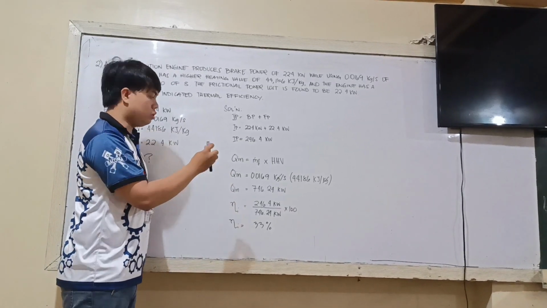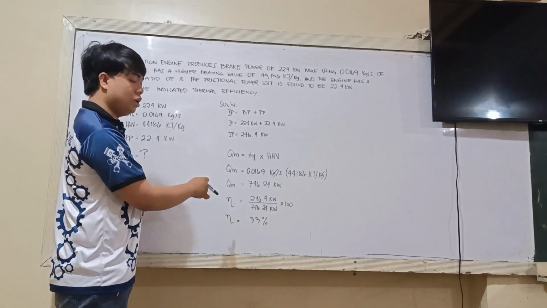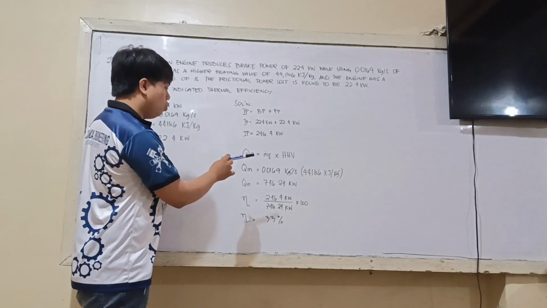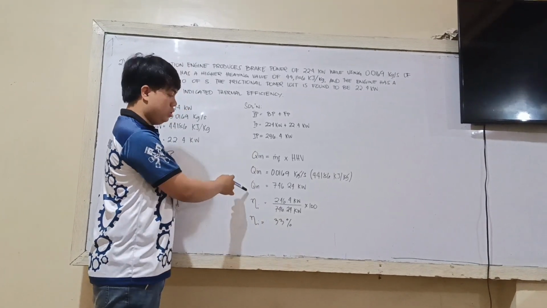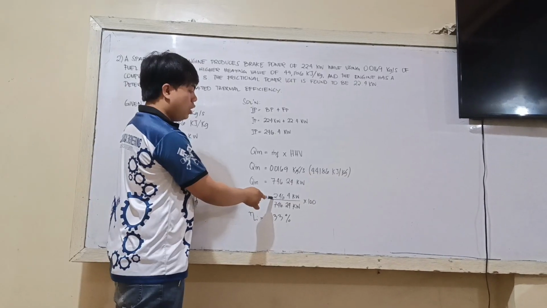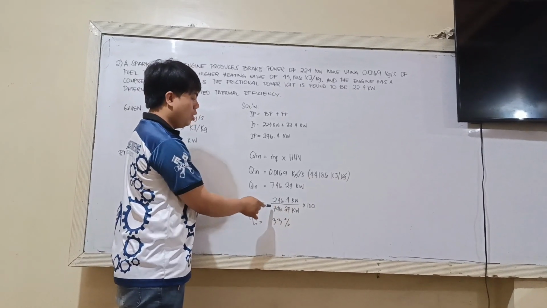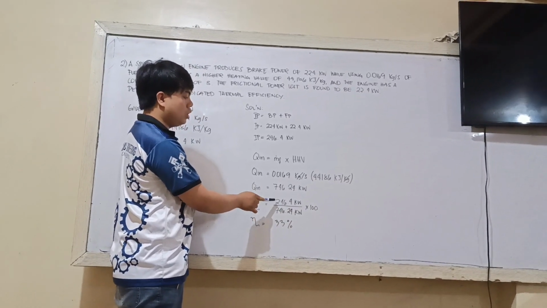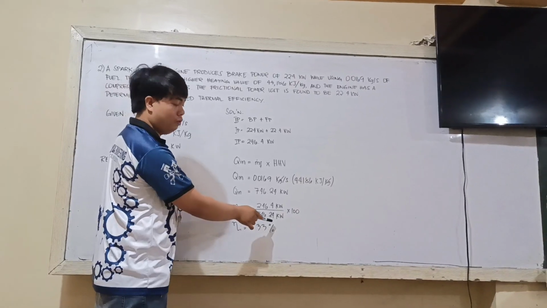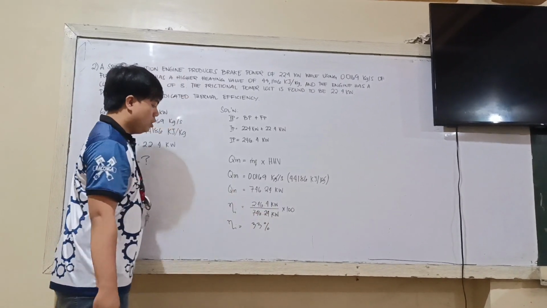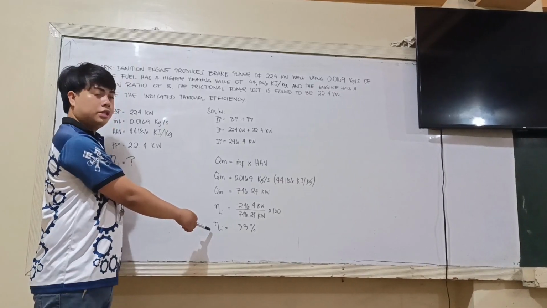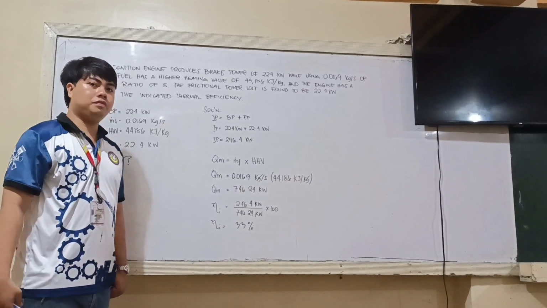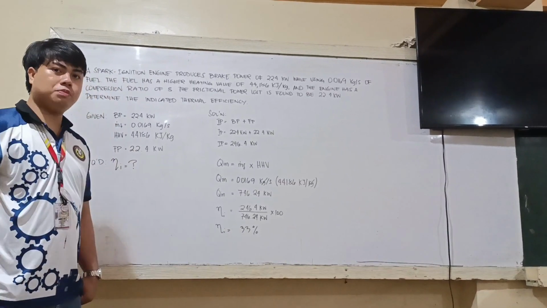So since we have IP and QA, we can also solve the indicated thermal efficiency. To solve for indicated thermal efficiency, we need IP over QA. So 246.4 over 746.24 times 100. So our indicated thermal efficiency is now 33%. And that's how to solve this problem.